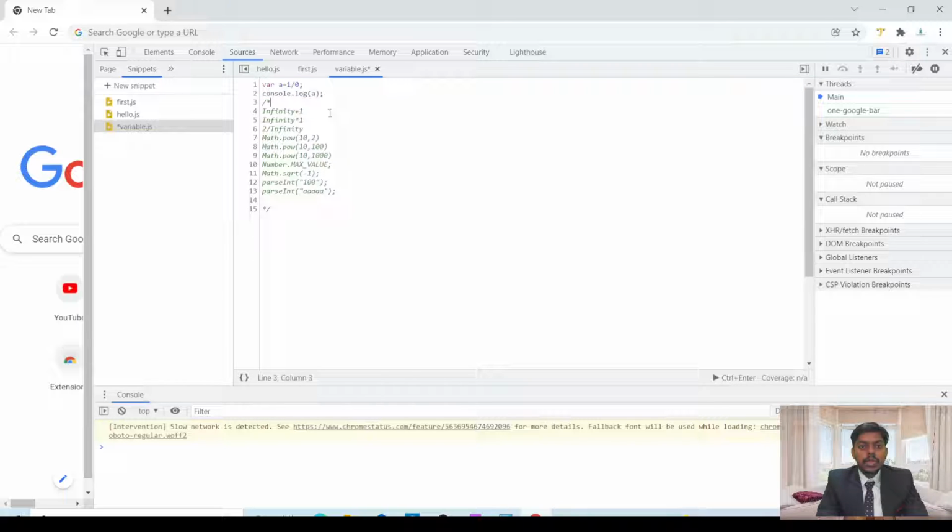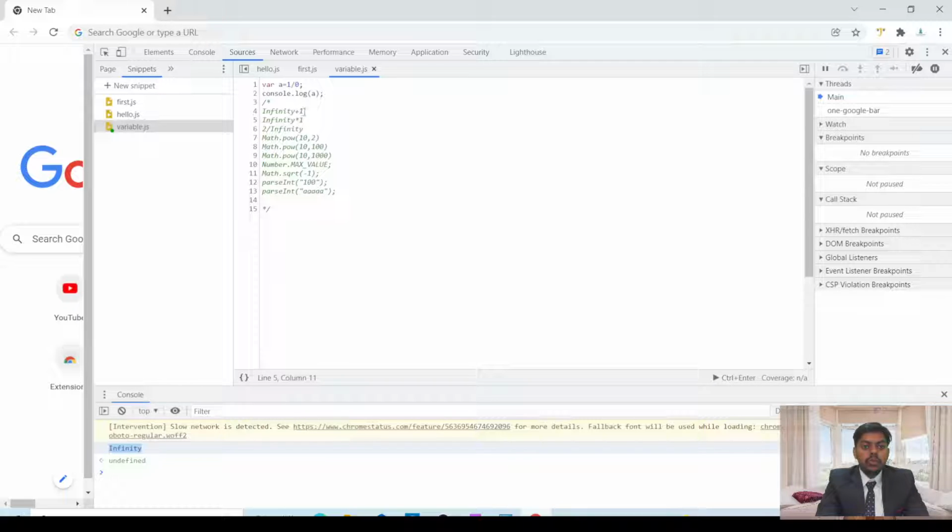In mathematics, we know that 1 by 0 is infinity. So we have created one variable a, and we have assigned its value 1 divided by 0. By mathematics, the value of a should be infinity. If we want to print this value of a, then we have to write console.log(a). So I'm going to run this line. You can see that in the output we have got the Infinity value, which is as expected.